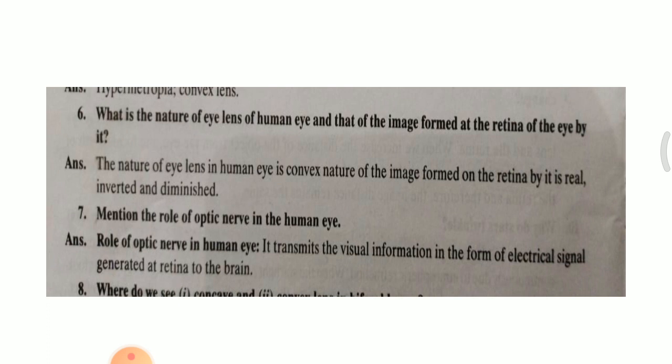Mention the role of optic nerve in the human eye. So what is the role of optic nerve in human eye? It transmits the visual information in the form of electrical signals generated at the retina to the brain. So the optic nerve is used to transmit the electrical signals generated in the retina to the brain.